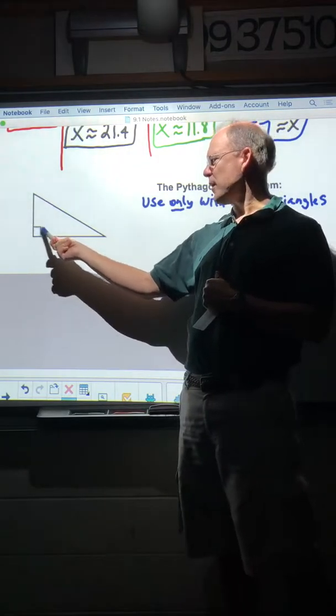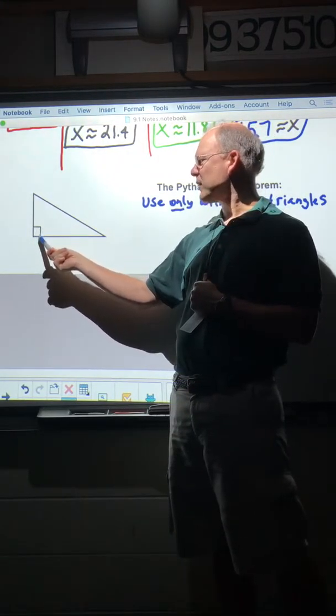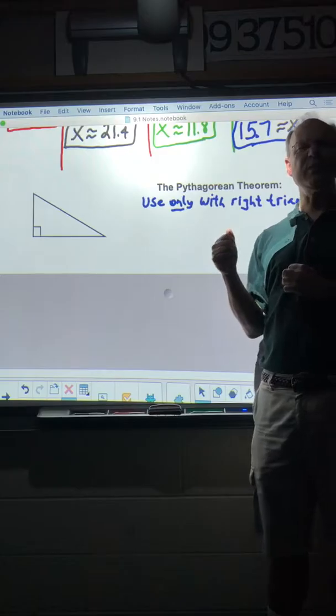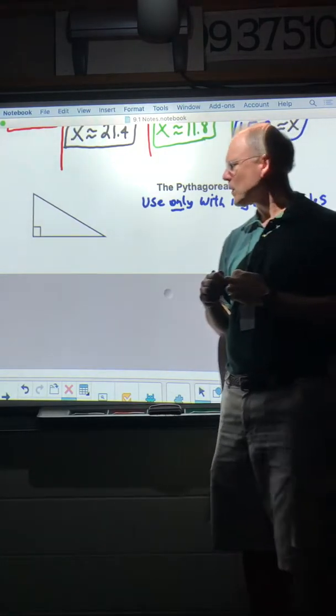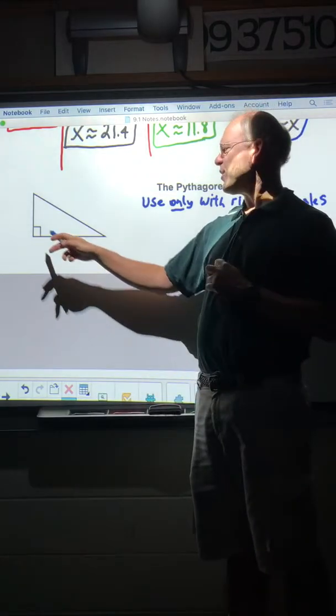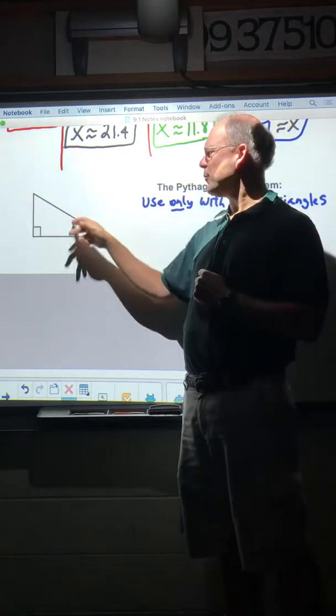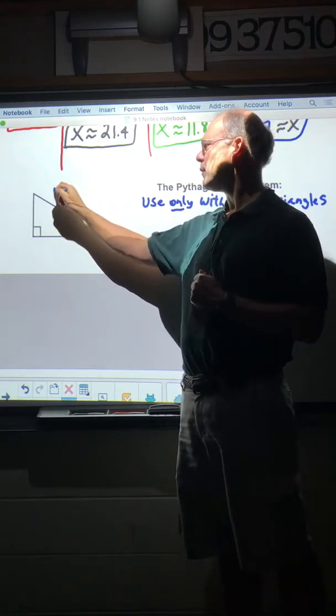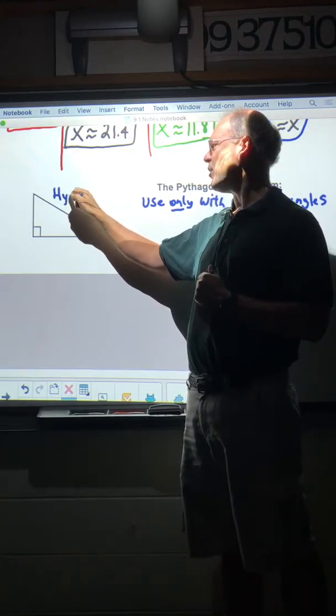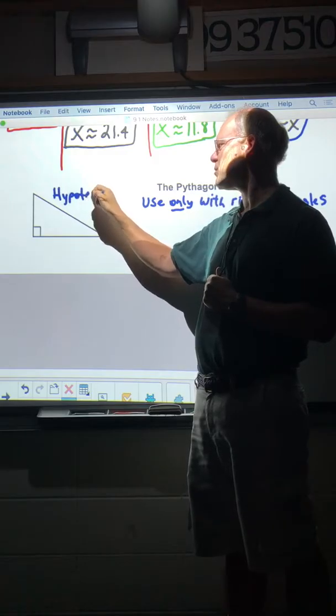And we know it's a right triangle if we've got the little box in the corner, that means that's a 90-degree angle. So this is a right triangle. The side across from the right angle, that side has a name. That's called the hypotenuse.